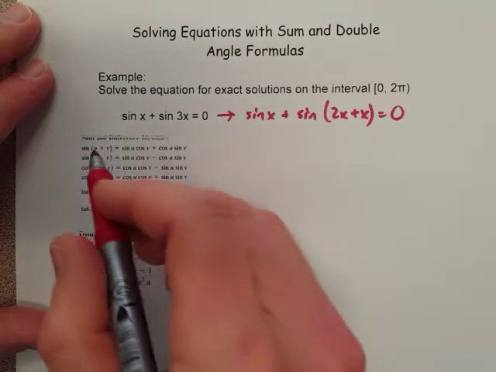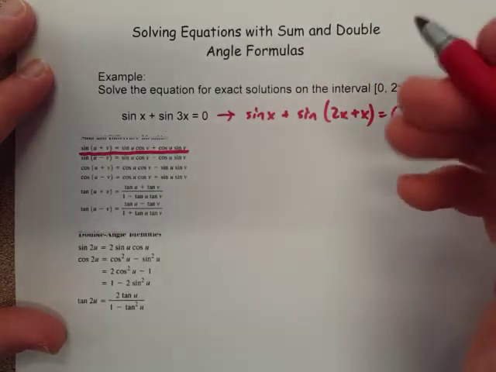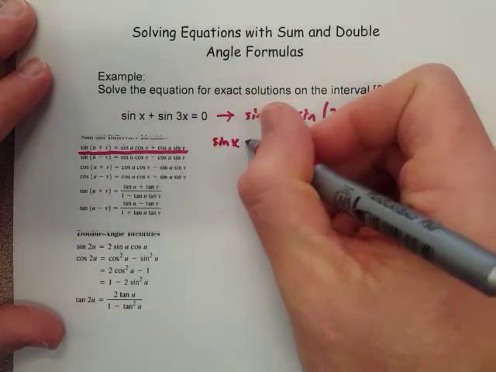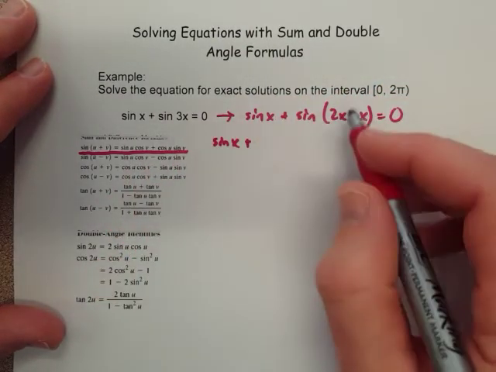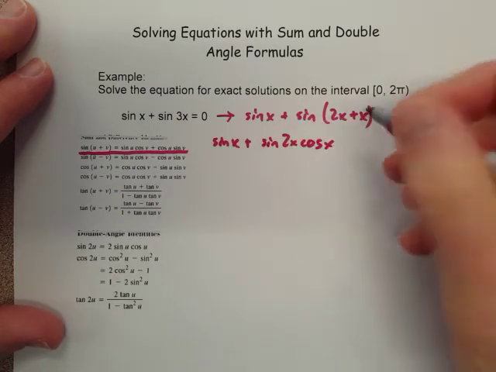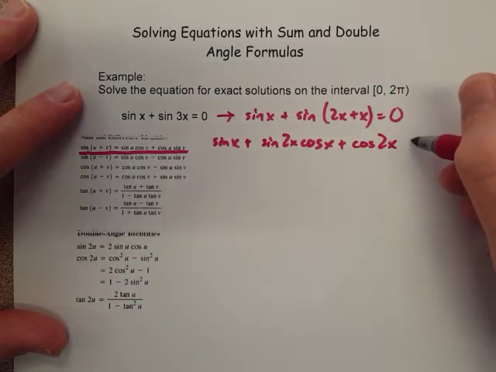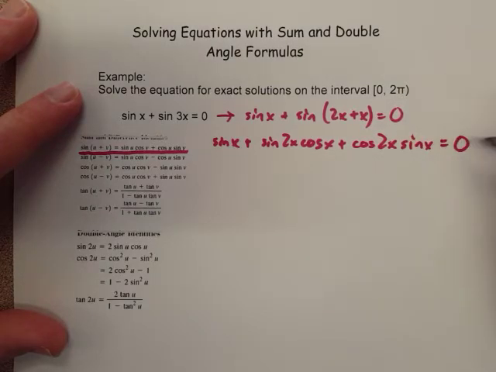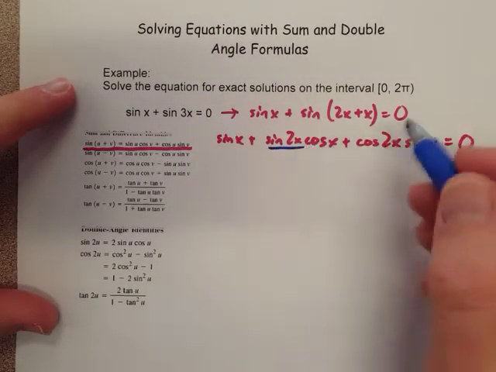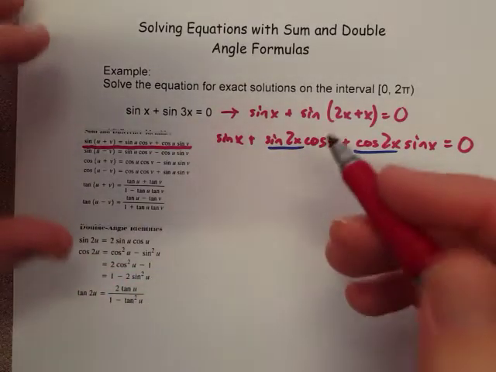Alright, so next step is to split it up. Sine of 2x plus x, we are going to be using the sum and difference formula to split that up. I'm going to run into a little bit of a space issue here, so please bear with me. We've got sine x plus, now we have sine 2x cosine x plus cosine 2x sine x. All this equals 0. Now again, we have to get rid of these 2x's, cosine 2x and sine 2x, and that's a big part of what we do here.